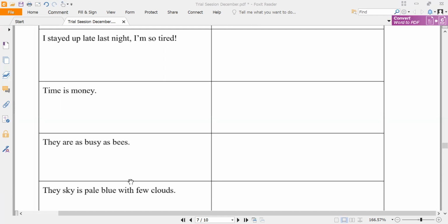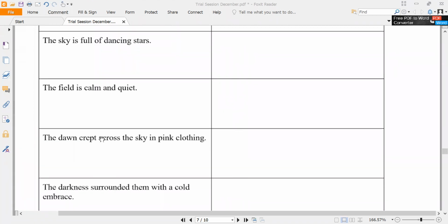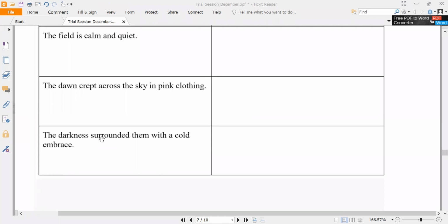I can see the sixth one. The field is calm and quiet. Yes. Okay.